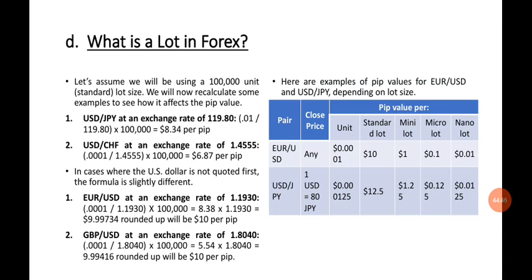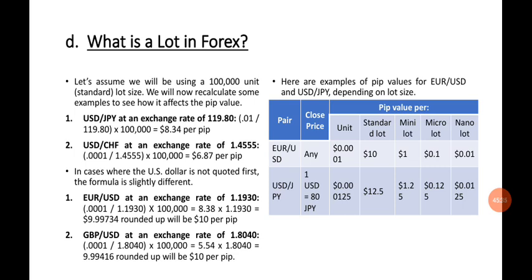Let's assume we are using 100,000 units, that is a standard lot size. You will now recalculate some examples to see how it affects the pip value. From one of our first examples, using the United States dollar Japanese yen at an exchange rate of 119.80, our calculation will now give us, for 1 pip, which is 0.01, divided by 119.80 times 100,000 units, $8.34 per pip move.